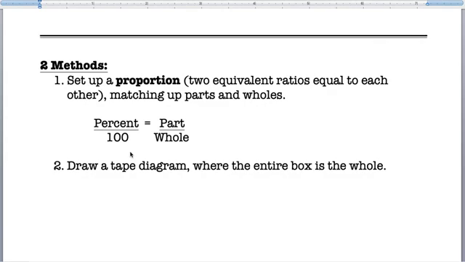The other method is to draw a tape diagram where the entire box is the whole. That's usually the method that I'll use if I'm trying to visualize what's going on. So we'll go back and forth between those two different methods.